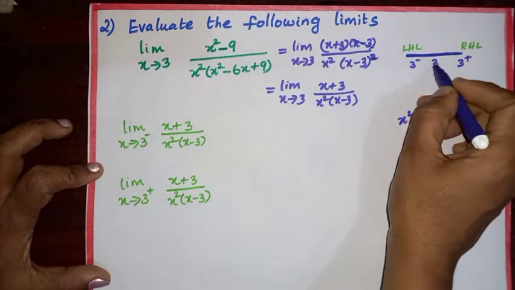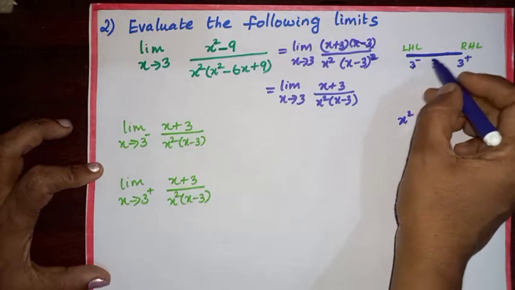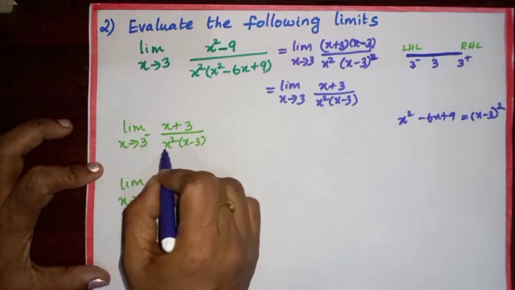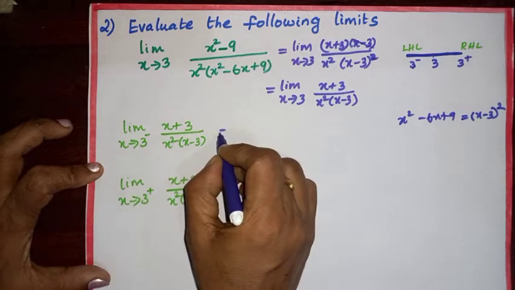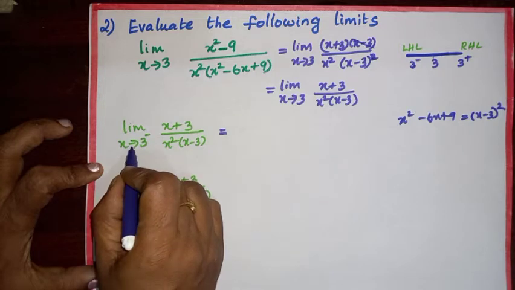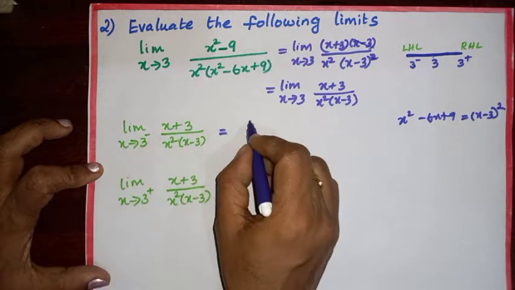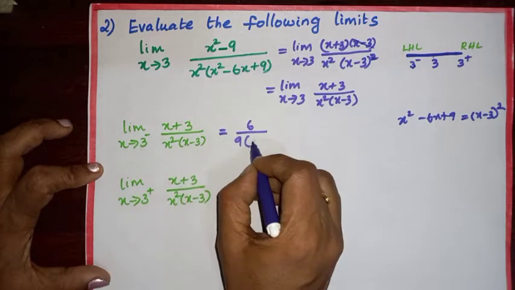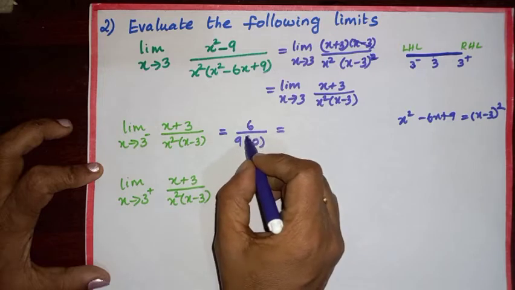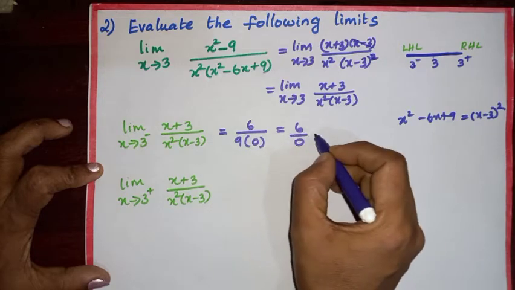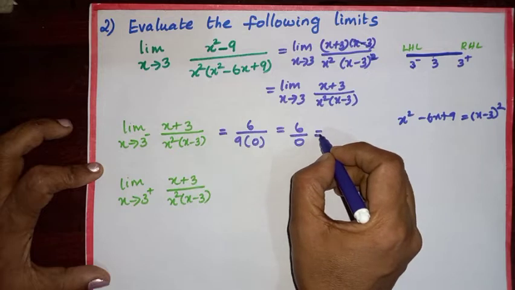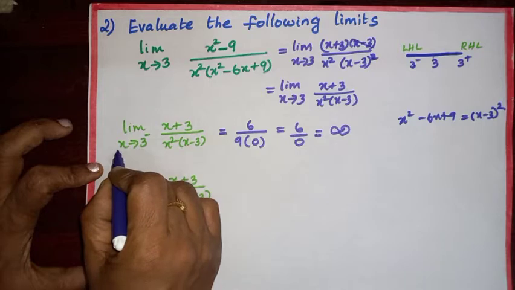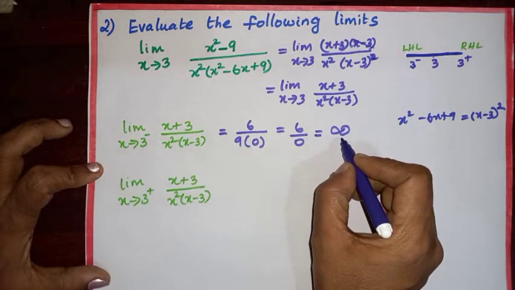Now I am going to find the left hand limit, so below 3. Right hand limit means above 3. So limit x tends to 3 minus, (x plus 3) by x square into (x minus 3). Now I am going to substitute x as 3. Then I will get 3 plus 3 is 6, by 3 square is 9 into 3 minus 3 is 0. So 6 by 0. Anything divided by 0 is equal to infinity. Now I am going to check whether the left hand limit belongs to plus infinity or minus infinity.